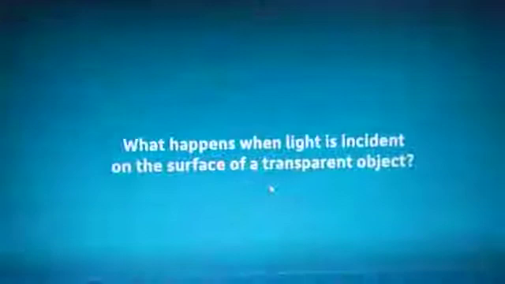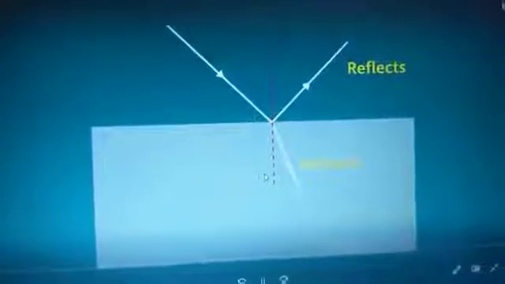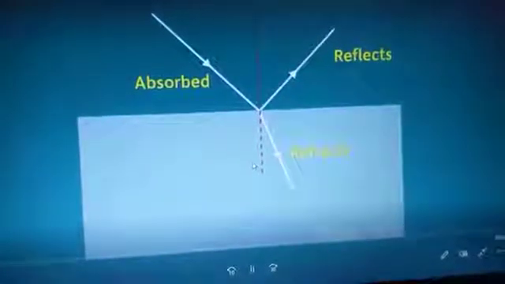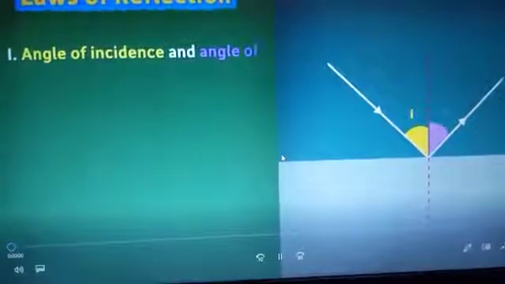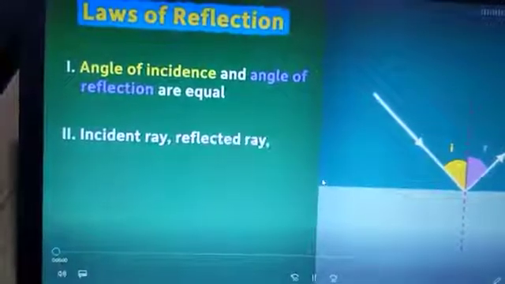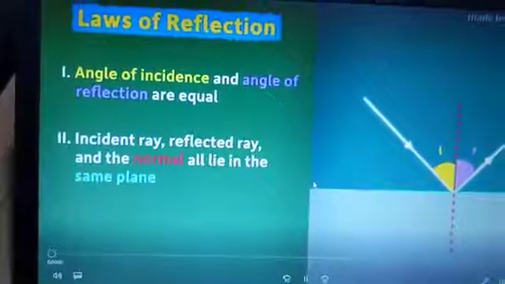What happens when light is incident on the surface of a transparent medium? You see, this is the incident ray. This is a reflected ray. Light is absorbed, reflected, and refracted. Laws of reflection. Let's revise here. The angle of incidence equals the angle of reflection. That's the first one. The incident ray, reflected ray, and the normal all lie in the same plane. This is the law of reflection.